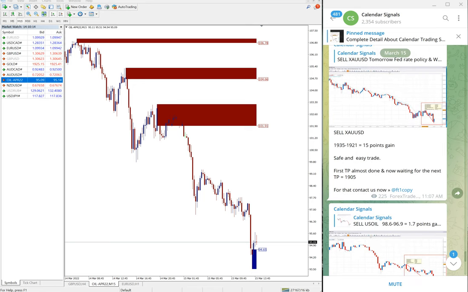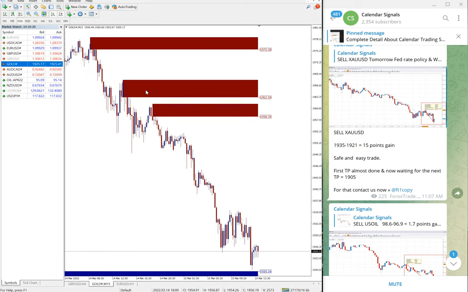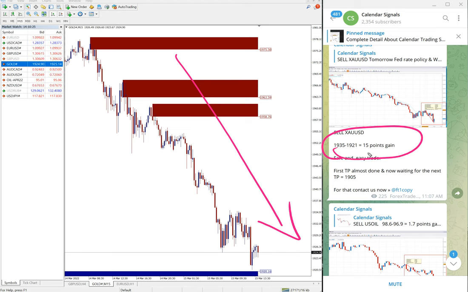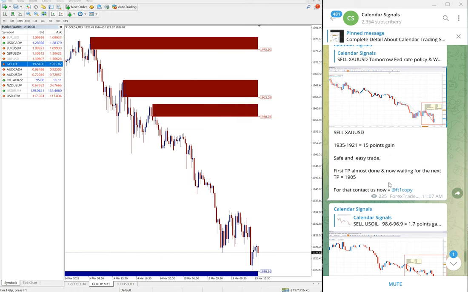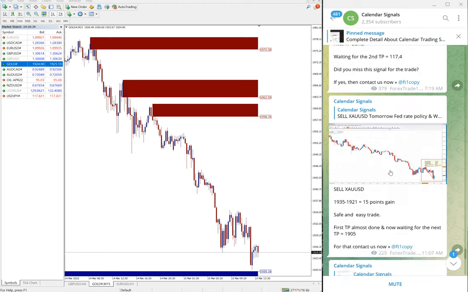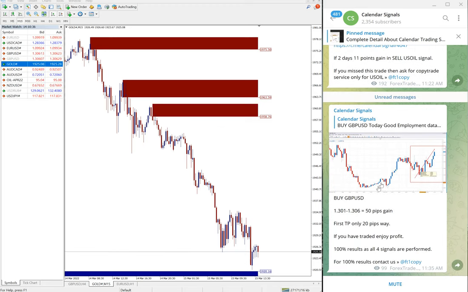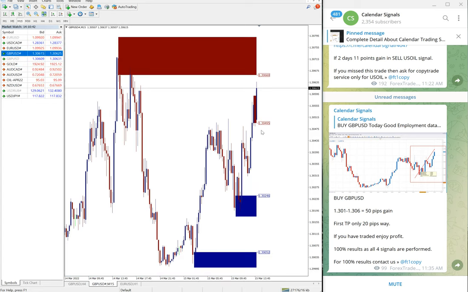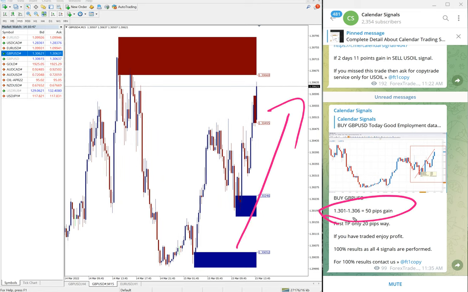And sell XAUUSD also performed well. Here is the gold chart, you can see a clear downtrend here. Gold performed 15 points gain from 1935 entry till 1921. Then the next signal performed is GBPUSD, buy GBPUSD, 50 pips gain on GBPUSD signal. Here you can see the clear uptrend on GBPUSD. 1.301 is the entry till 1.306, 50 pips gain.